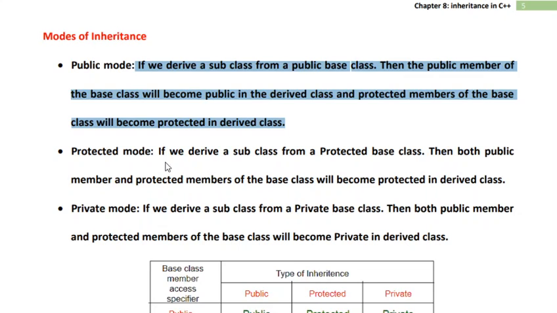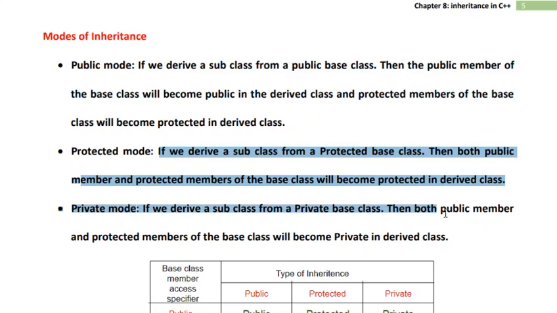Likewise, in case we go for protected mode of inheritance, if we derive a subclass from a protected base class, then both the public and the protected members of the base class will become protected in the derived class. This is very important. So if we derive a subclass from a protected base class, then both the public members and the protected members of the base class will become protected in the derived class.